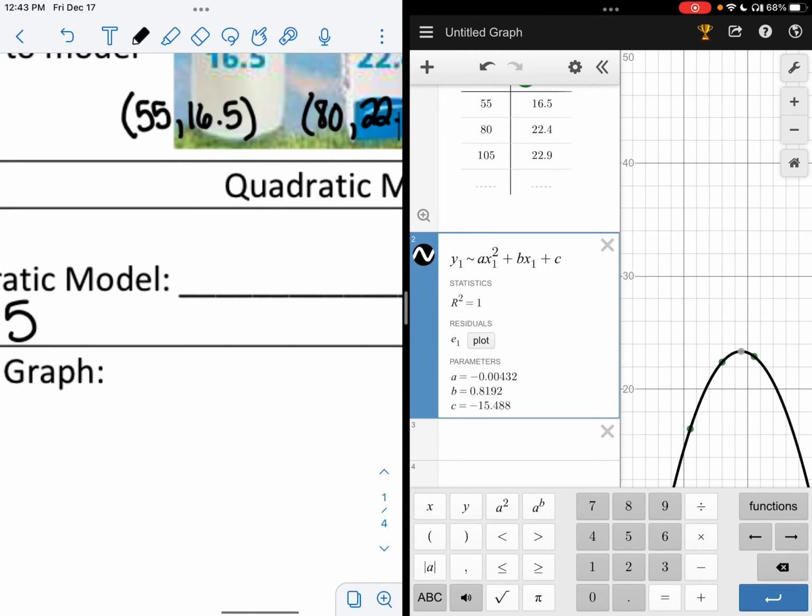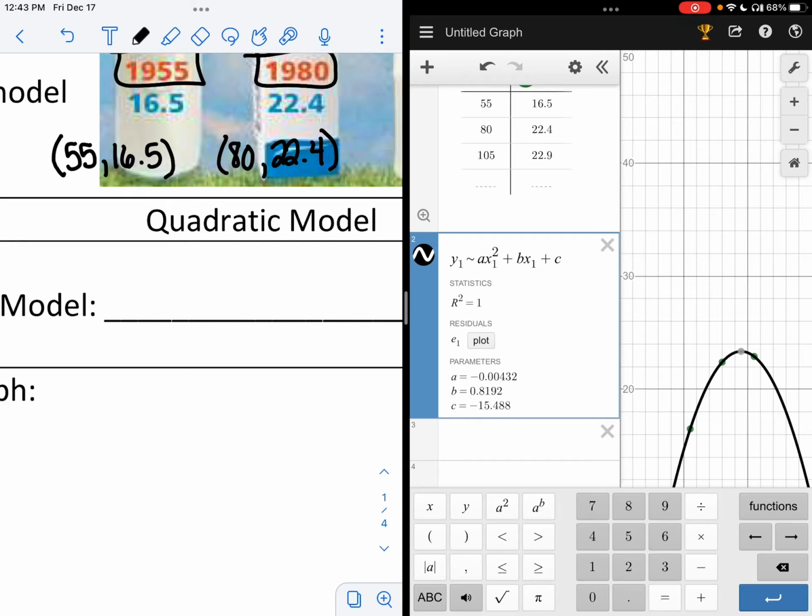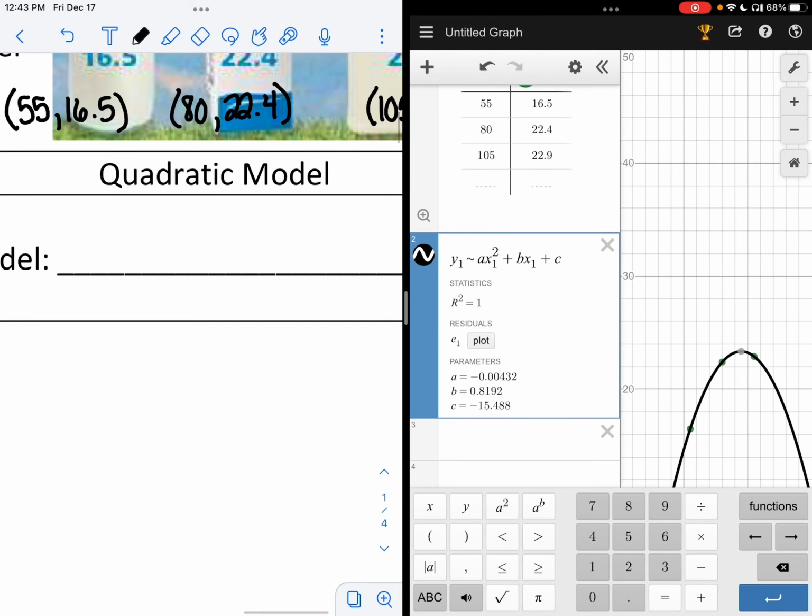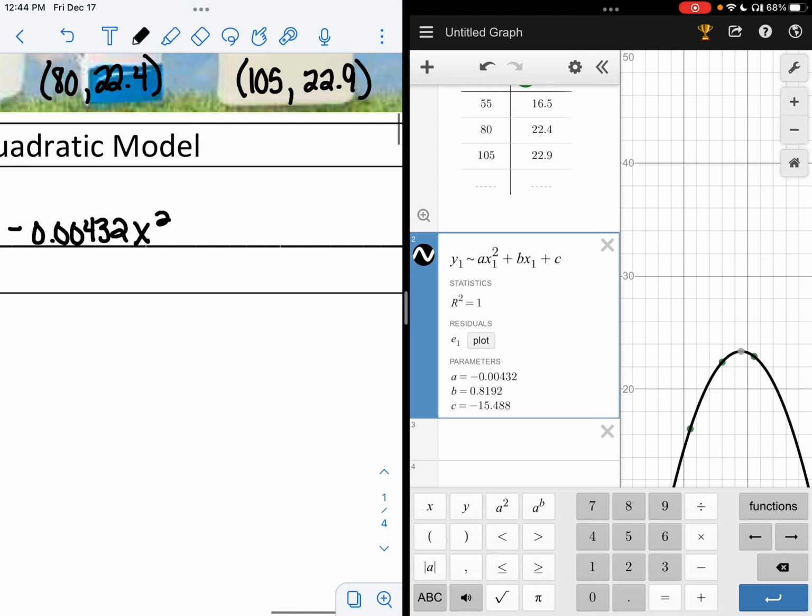Thank you, Desmos. Now again, if you were using a handheld calculator, it would actually be a little bit easier. So it's y equals, the A value is negative 0.00432, and that's x squared. This is standard form of a parabola, plus 0.8192, and that would have an x.